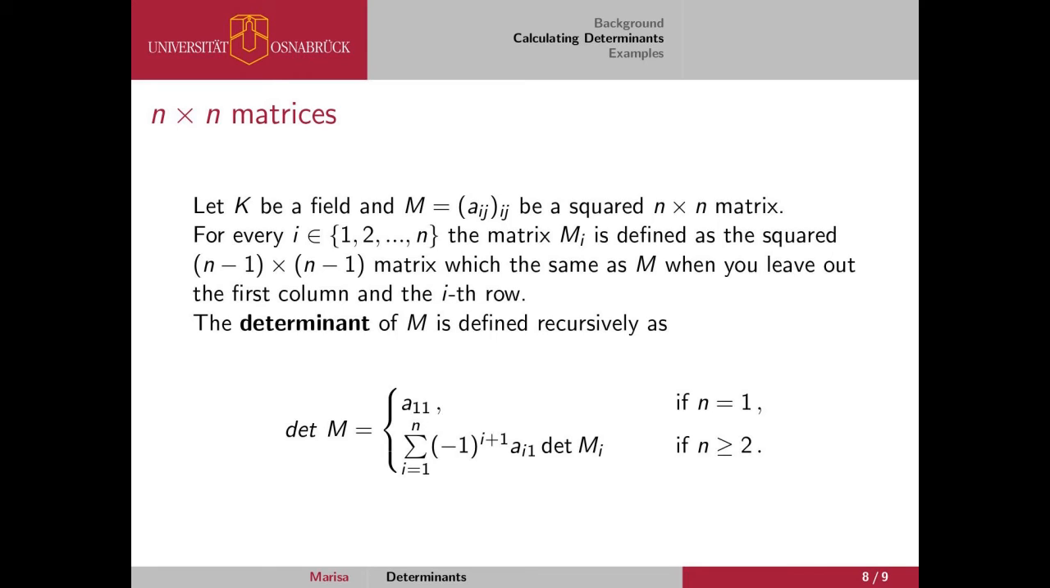And in front, you always multiply it by minus 1 to the power of i plus 1. For the first row, i equals 1, so it's minus 1 to the power of 1 plus 1, so it's positive. So for the first row, it's always multiplied by 1, then for the second row by minus 1, and then 1, and then minus 1, and so on.